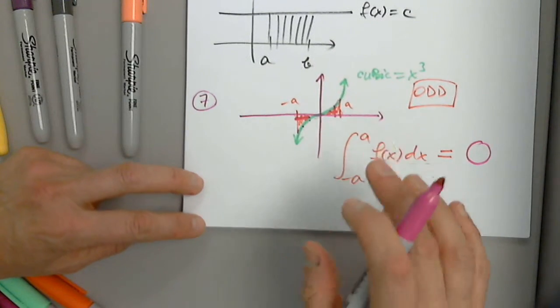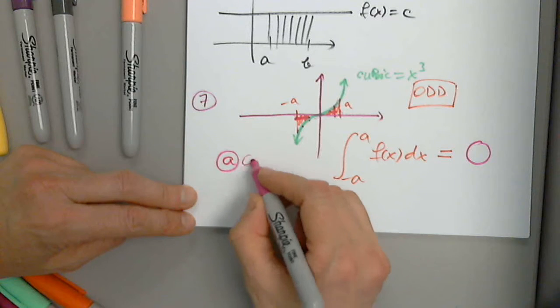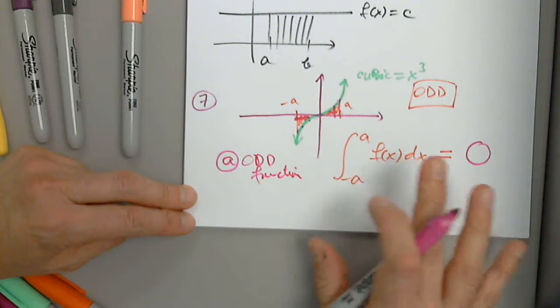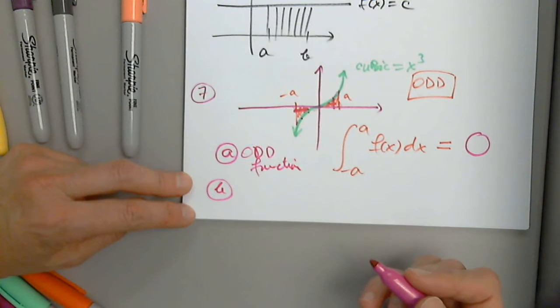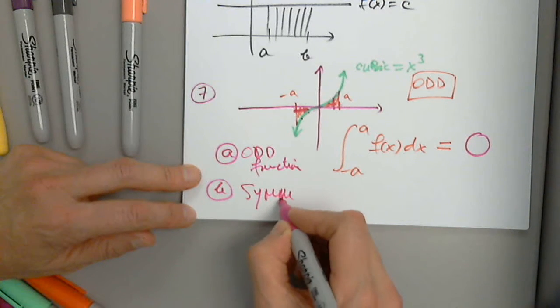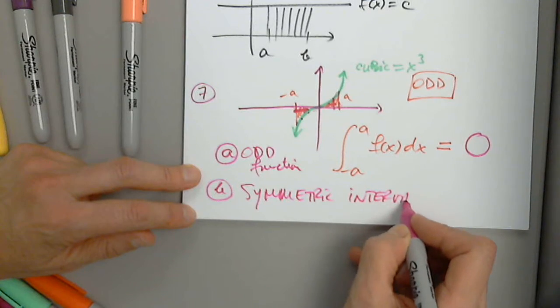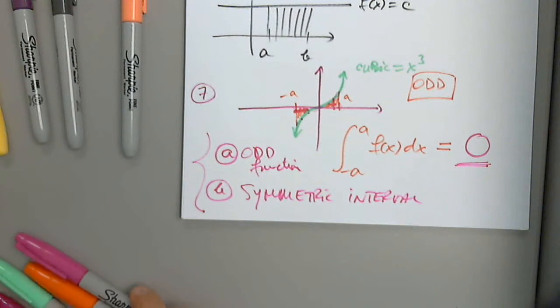So two conditions have to be fulfilled. Condition number 1, or A, odd function. If the function is not odd, the answer is not 0. The second condition, condition B, is symmetric interval. If these two conditions are not fulfilled, the answer is not 0. So odd function and symmetric interval.